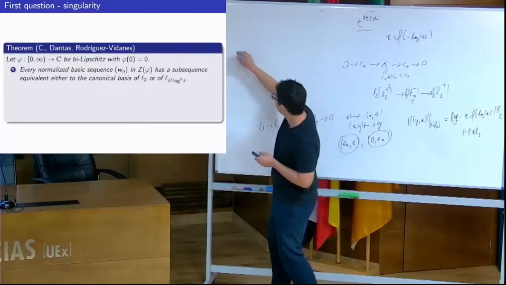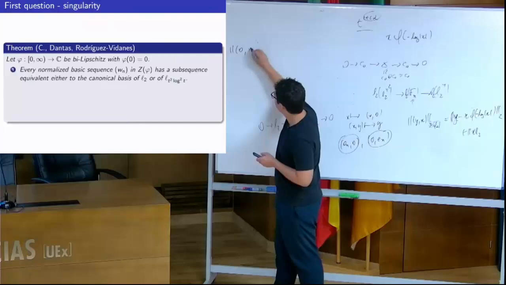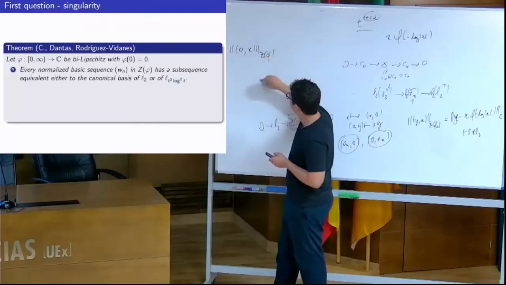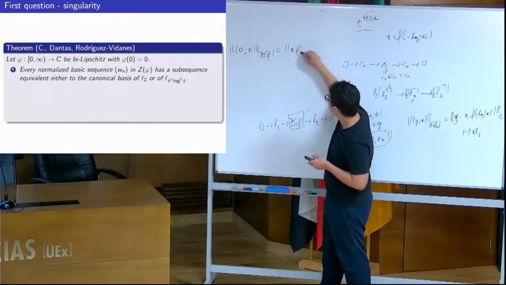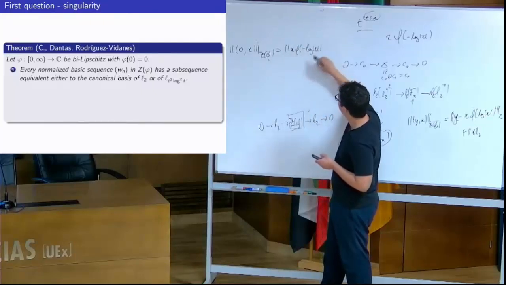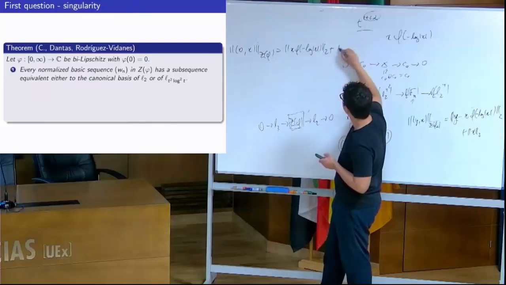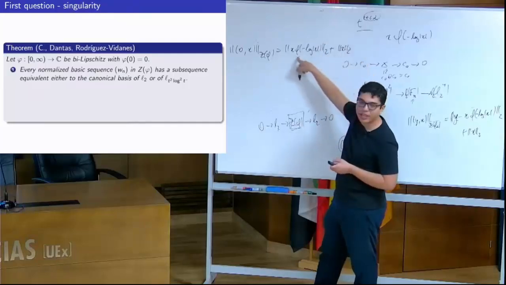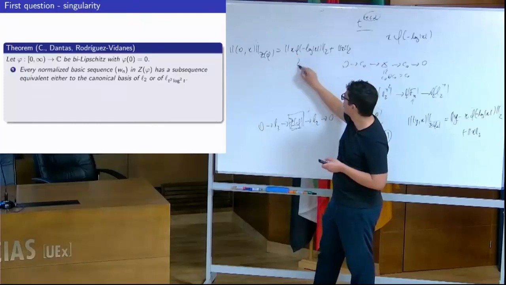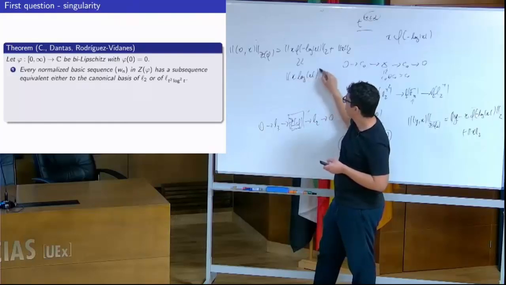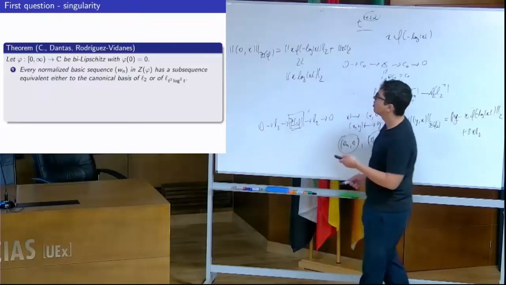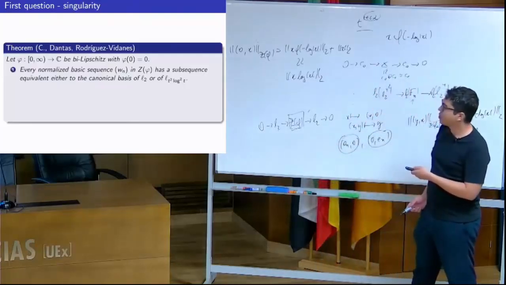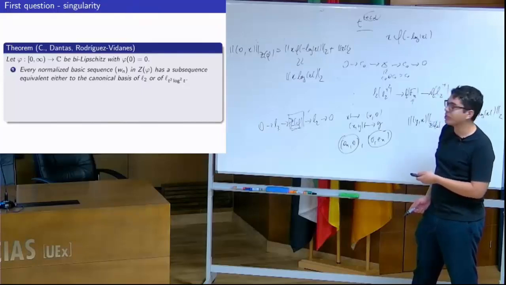So if you take a vector of this form, (0, x), in Z_phi, what is its quasi-norm? It will be the norm of x phi of minus log of modulus of x, 2 plus norm of x2. But if phi is b-Lipschitz, this behaves like x log of x. Okay. So that's where you get this Orlicz sequence space here. So you may show that actually every normalized basic sequence has a subsequence equivalent to one of these.